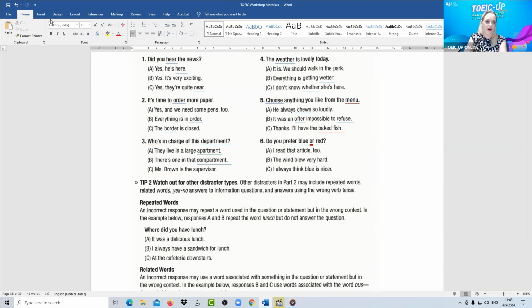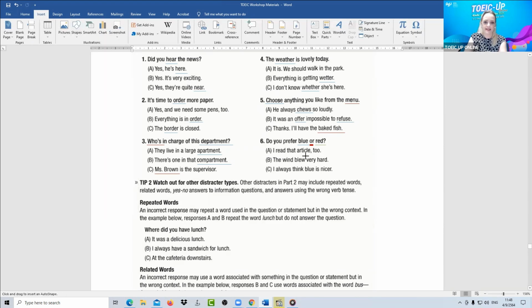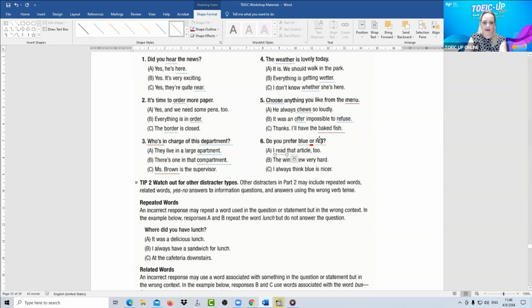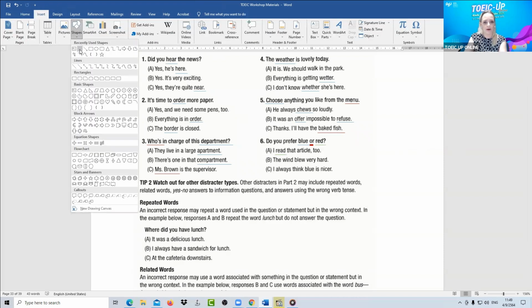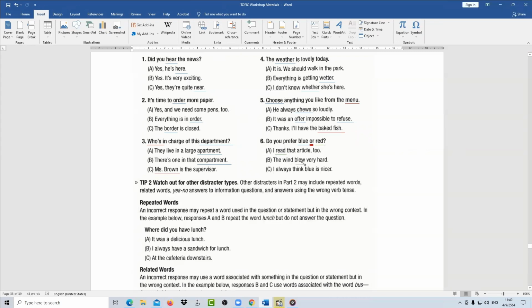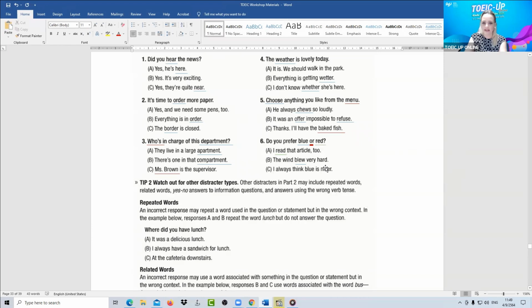So I read that article too. That sounds exactly the same as the color red. Okay, so red and red, I read that article too. The wind blew very hard, blue and blew. Sounds exactly the same, means different things. And I always think blue is nicer would be your only correct option. Do you prefer blue or red? I always think blue is nicer. So you're saying blue. You prefer blue. It's your opinion, you think blue is nicer.